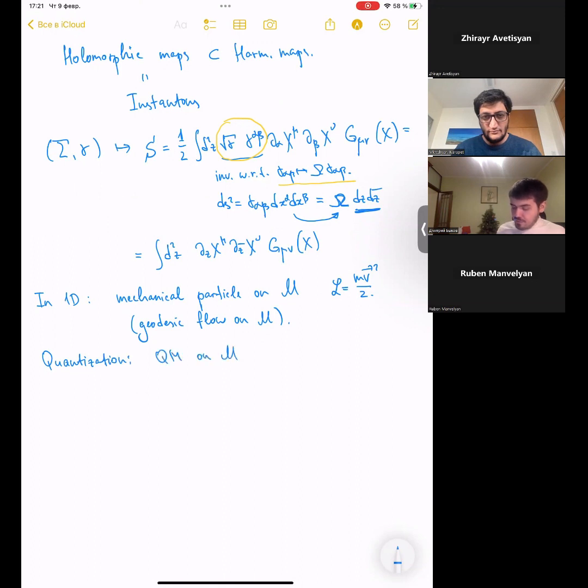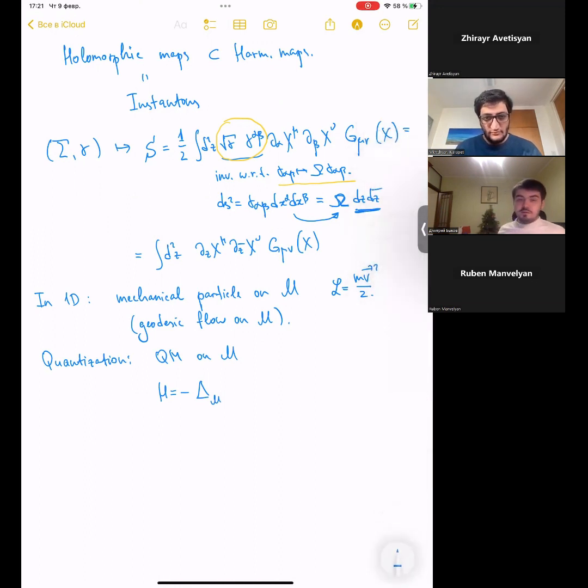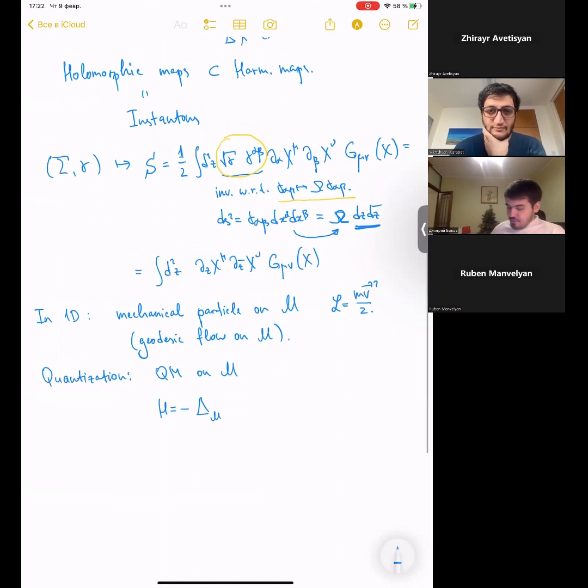In particular, the Hamiltonian is minus the Laplace-Beltrami operator on M. So this is the quantum theory in the one-dimensional case. The theory of sigma models asks whether it's possible to do something similar in 2 dimensions. And that's more complicated because it's a quantum field theory.